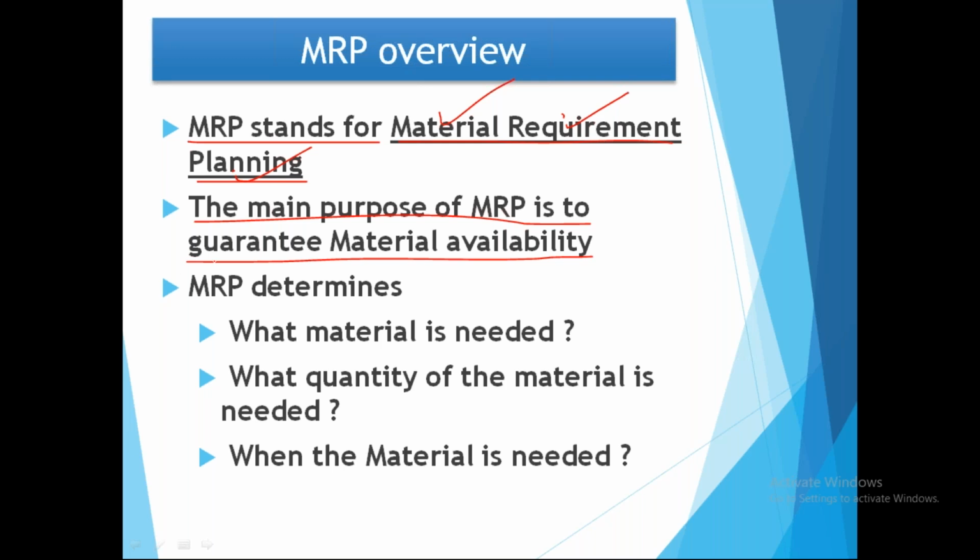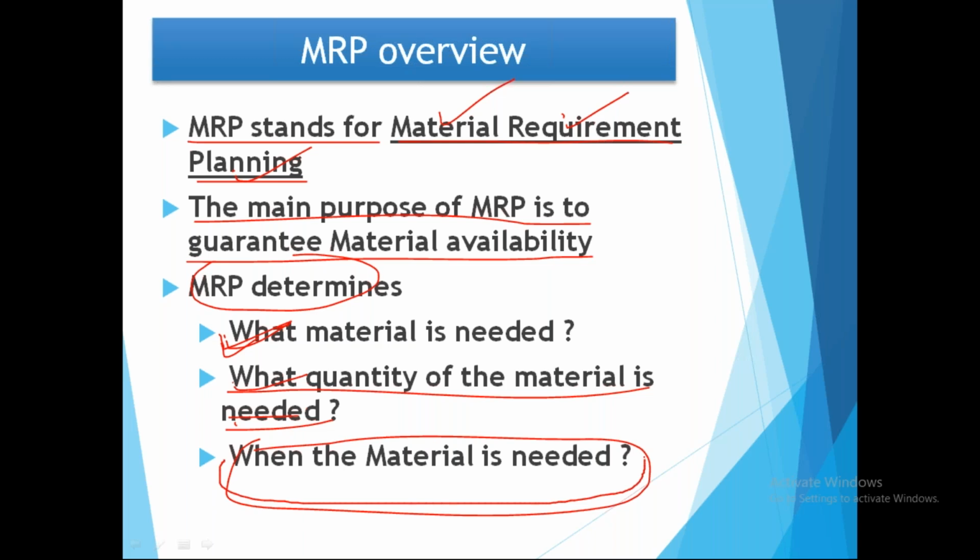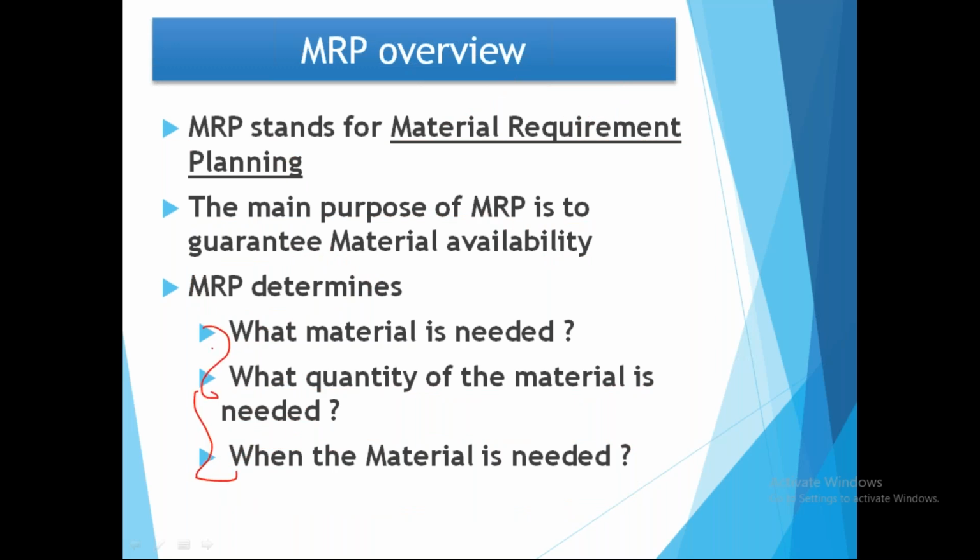Basically MRP determines what material is needed, what material you require to procure or produce. The system will determine how much quantity of the material is needed, and when the material is needed, whether for procurement, for production or for other activity. So these three things are determined by MRP: what material is needed, what quantity of the material is needed, and when the material is needed.